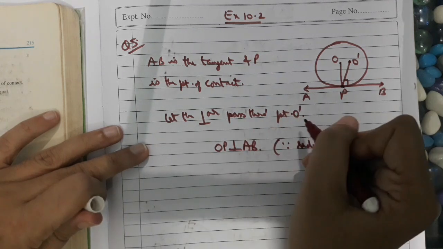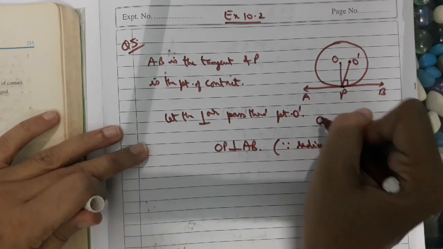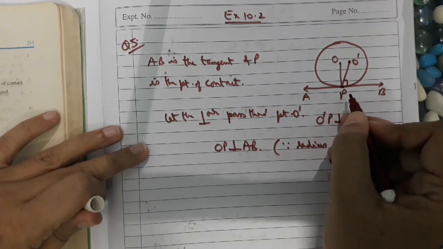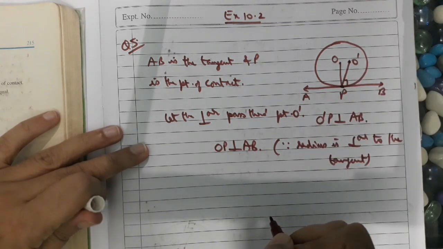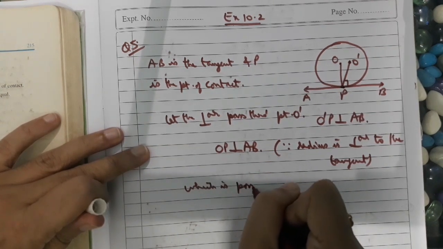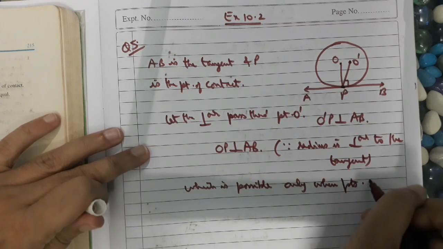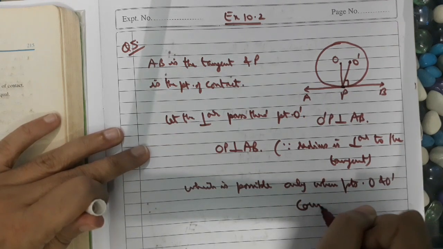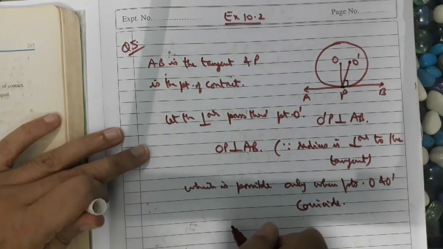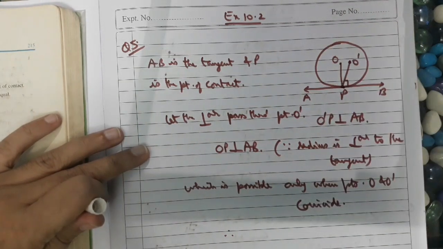And here what we have taken, that the perpendicular passes through O dash. It means that O dash P is perpendicular to AB. So OP is also perpendicular to AB and O dash P is also perpendicular to AB, which is possible only when points O and O dash coincide. So therefore the perpendicular will pass through the center of the circle O.